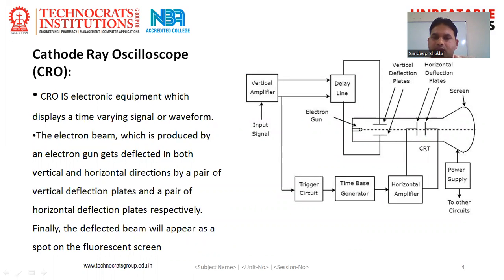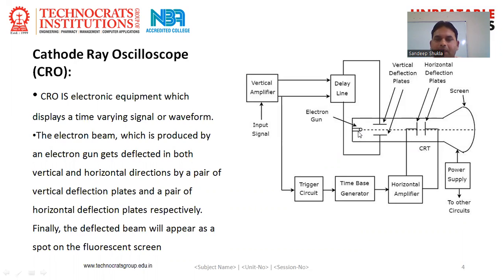You can see the block diagram of CRO in this slide. The CRO is electronic equipment which displays time varying signals or waveforms, and the electron beam which is produced by the electron gun gets deflected in both vertical and horizontal planes by a pair of vertical deflection plates and a pair of horizontal deflection plates respectively. Finally, the deflected beam appears as a spot on the fluorescent screen.